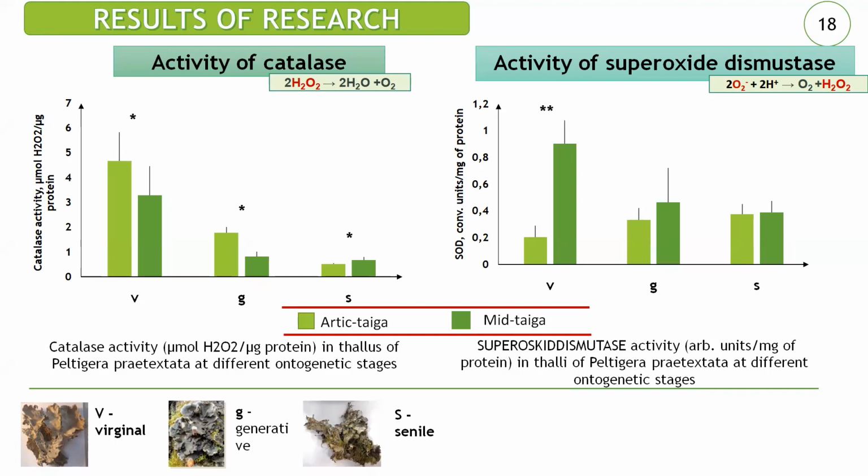This is due to the fact that catalase has a known low affinity for its substrate, and it is only effective at high concentrations. As seen, catalase activity is high in virginal thallus and has low values in senile thallus. Similarly, in virginal thallus, catalase activity is higher in samples from the northern taiga region, as is its protein content.